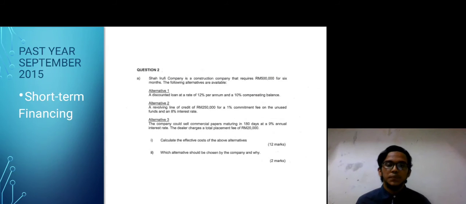Now we go through to the past year question in short-term finance. Shah Irufi Company is a construction company that requires RM 500,000 for 6 months, and there are alternatives from which the company should choose 1, 2 or 3. To find out, the calculation must be made.